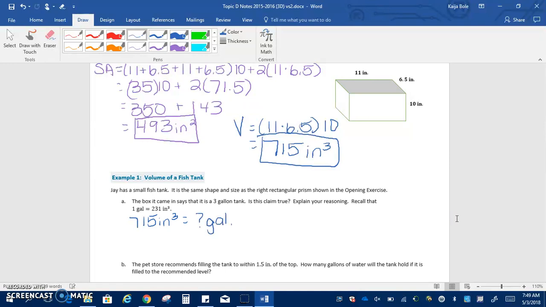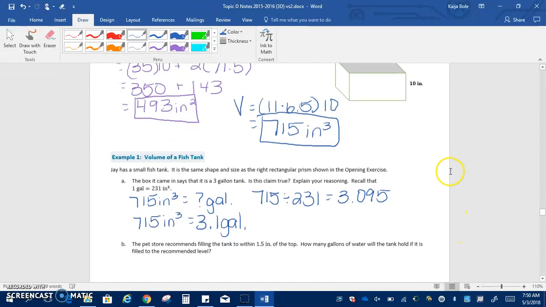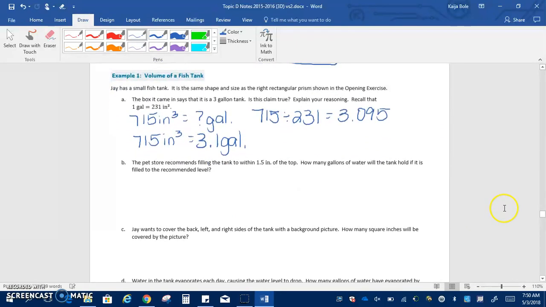Okay, so we're just going to be converting our cubic inches to gallons. So we're going to take our 715 and divide by 231. And when you do that, you get 3.095. So we would say that 715 cubic inches is about 3.1 gallons. So is the claim true? Well, kind of. It's a little bigger, though, than 3 gallons. But if you think about it, we're not going to fill the fish tank all the way up to the top, which is what the next part is talking about.